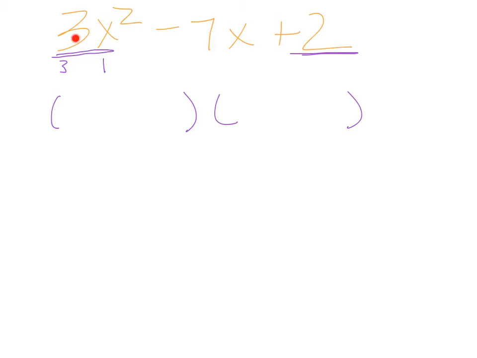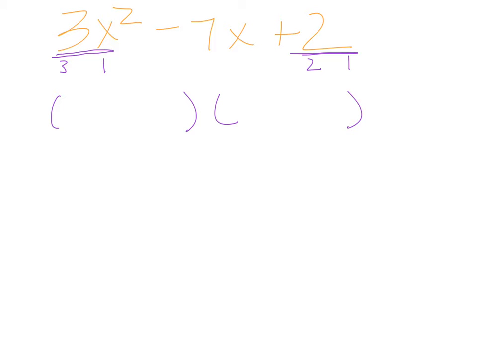So remember, this is A, B, C. So you look at your factors of A, you look at your factors of C. My only two factors for C are 2 and 1. Now this is where you have to guess and check. One thing that I noticed, this is a positive, so two numbers that multiply to get a positive, but they have to add together to get a negative.